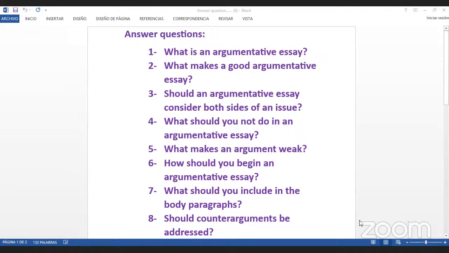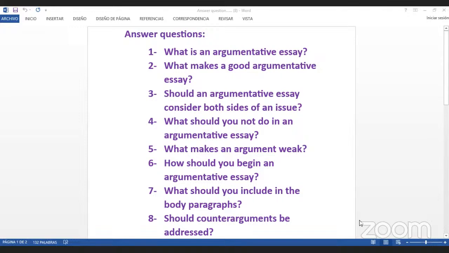Question number 1. What is an argumentative essay? Okay, an argumentative essay is a type of essay where the writer presents their opinion or position on a topic and supports it with evidence and reasoning. So the goal is to persuade readers to agree with the writer's point of view.